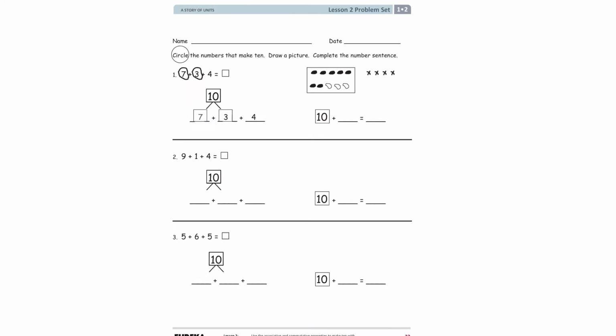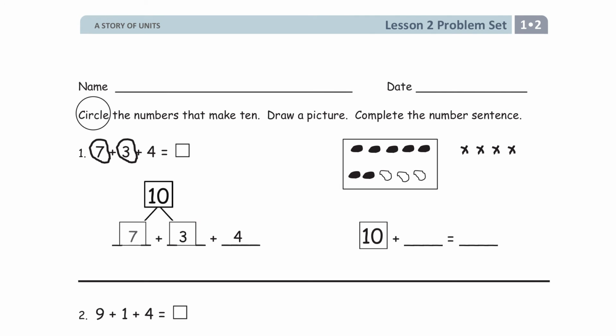All right, let's take a look at our first problem on our problem set here. Our directions are to circle the numbers that make 10, draw a picture, complete the number sentence. All right, so they have it pretty well set up for us to start with here. We have 7 plus 3 plus 4. And they drew our pictures over here. So they have 7 dots, 3 dots, and 4 X's. And then we made 10 with our 7 and 3 make 10, and then we had our plus 4 here. And then now they have 10.